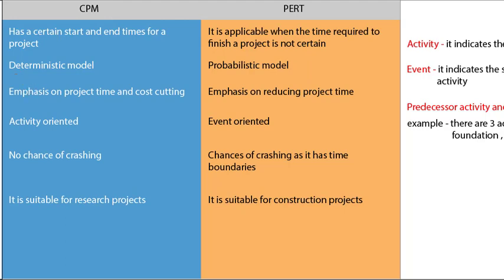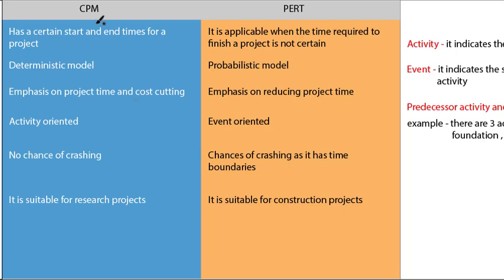The third point is CPM mainly puts emphasis on project time and cost cutting, while PERT puts emphasis on reducing project time. For example, if you are doing research for a vaccine for coronavirus, your main aim will be reducing project time. CPM is not like that. CPM is mainly for cost cutting, since you know the project will be completed. For example, you are constructing a duplex house, you know it will be finished in 6 months, so you will focus more on cost cutting rather than the project time.